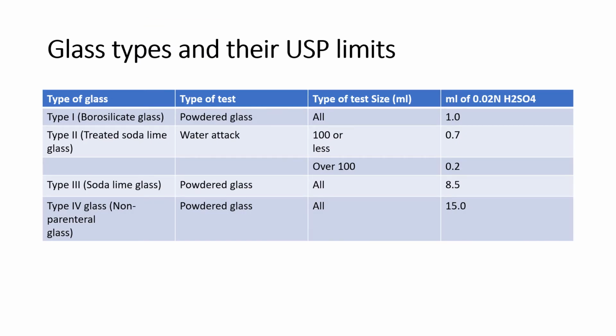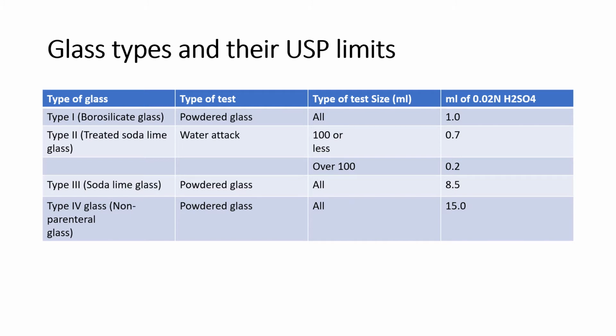For the purpose of knowing which glass type is there and what the prescribed limits are, you can refer to this table. For type 1 glass, the prescribed limit is 1 ml of 0.02 normal sulfuric acid. If it consumes more than 1 ml, it is failing the test. So in 1 ml of 0.02 normal sulfuric acid, you should be able to reach the end point. For type 2 glass, the prescribed limit is 0.7 ml of sulfuric acid. If it exceeds this limit, it is failing the test. If it is below or at this limit, it is passing the test.